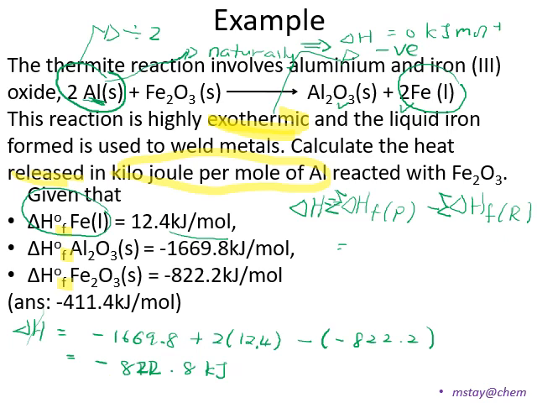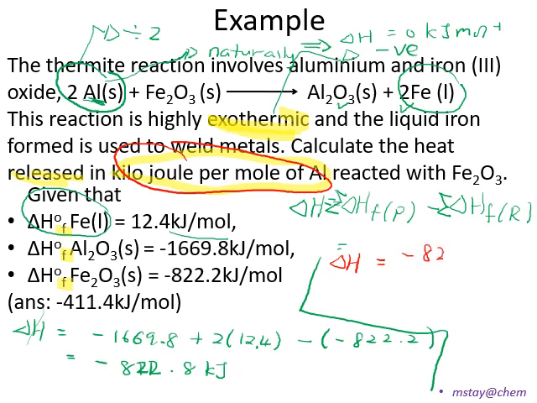But because the question needs us to answer in kilojoule per mole, we have to make it the enthalpy of reaction for the aluminium. So we are going to divide negative 822.8 kilojoule by 2 mole. Why 2 mole? Because over here there are 2 mole of aluminium, so that's why the answer will become negative 411.4 kilojoule per mole.